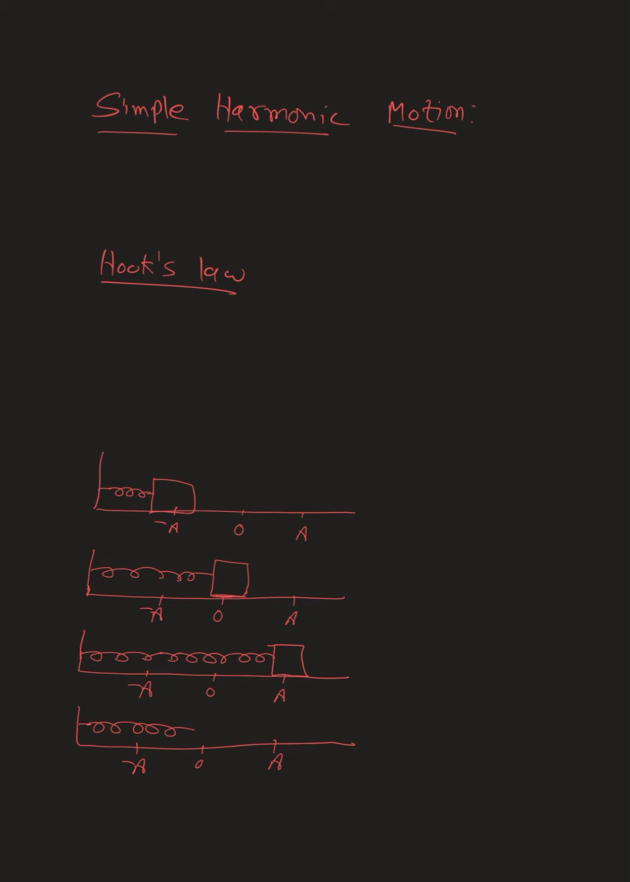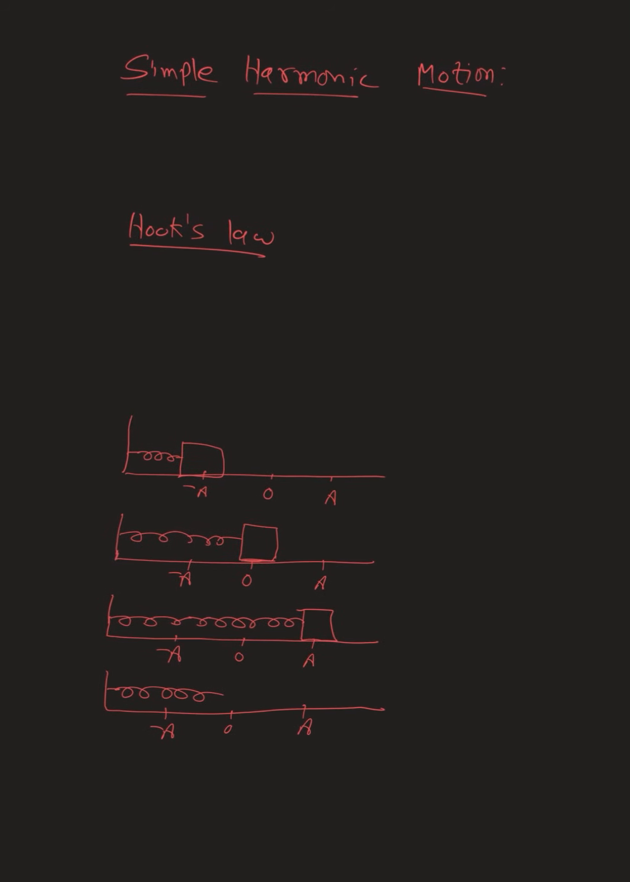Okay, guys, so in this short video, we are going to talk about simple harmonic motion, Hooke's law, and the simple harmonic oscillator. So how can you say something is doing simple harmonic motion? Well, it is the specific type of motion in which you have a force which is proportional to the displacement, which is x. In that kind of motion, we can call that simple harmonic motion, right?